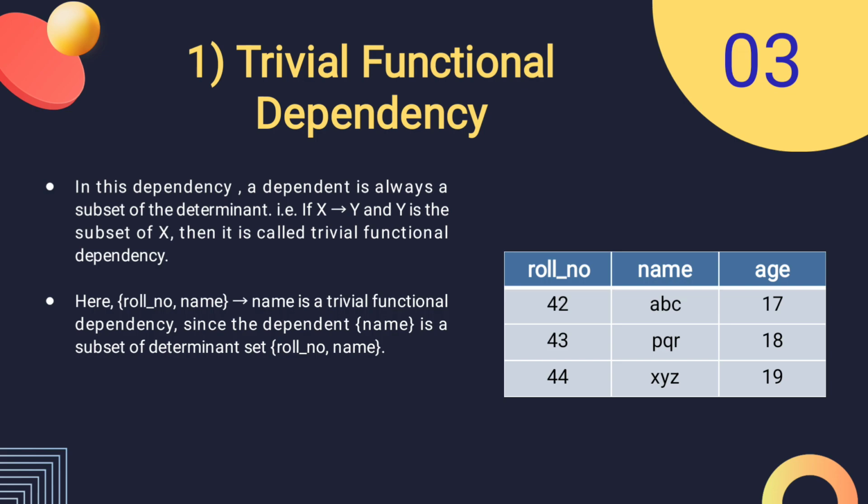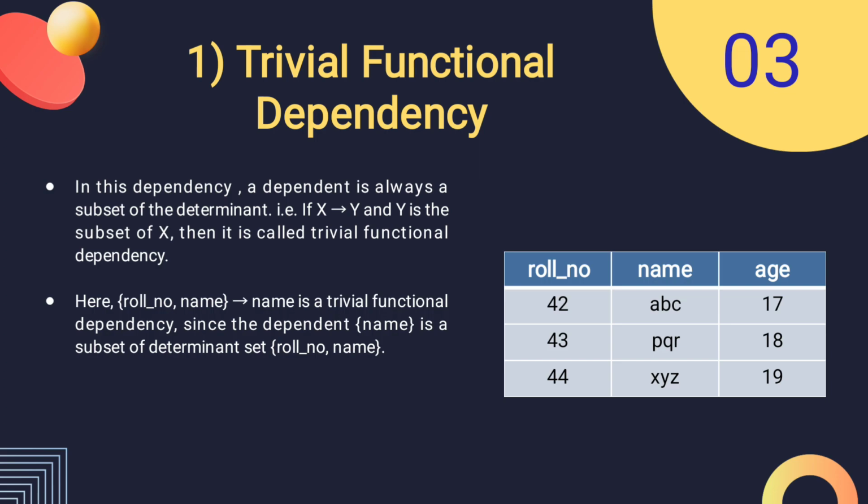First, trivial dependency. In trivial functional dependency, a dependent is always a subset of the determinant. That is, if X determines Y, then Y is a subset of X. Now let us understand this with the help of an example. Here, roll number and name determines name. With the help of roll number and name, we can determine the name attribute.